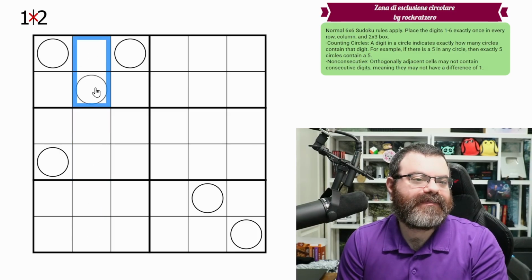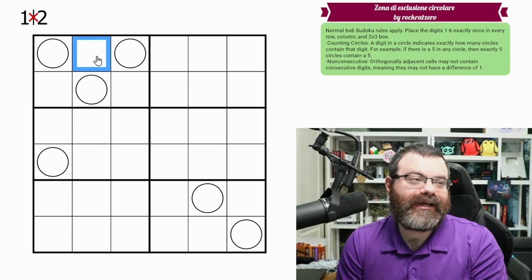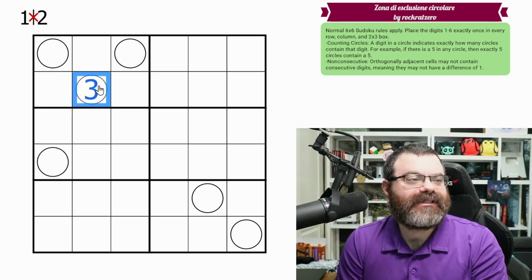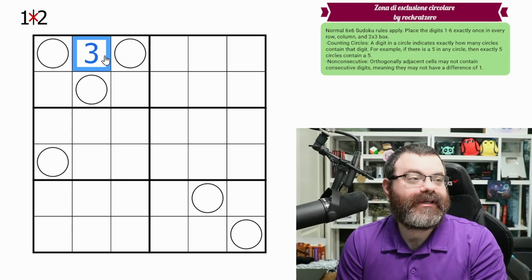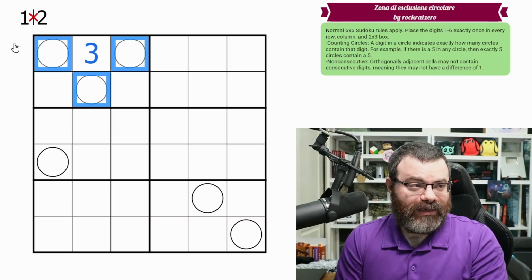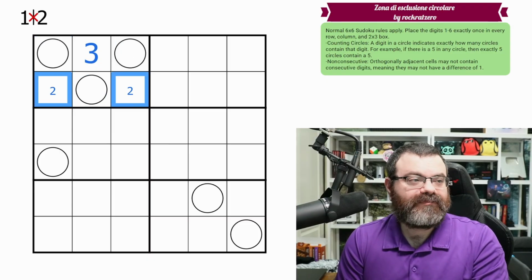So let's say it ends up in this box, and again, without losing generality, we're just gonna place it here. It would be the same result if we placed it elsewhere, but if we place the 3 here, then none of the cells adjacent to it can be 2 or 4, just by non-consecutive. But the box needs a 2 and a 4, so they end up here.